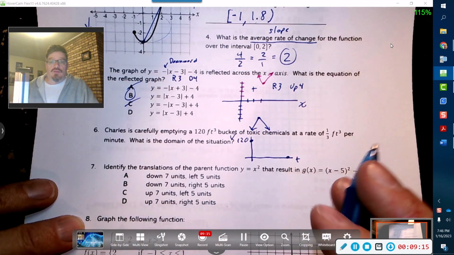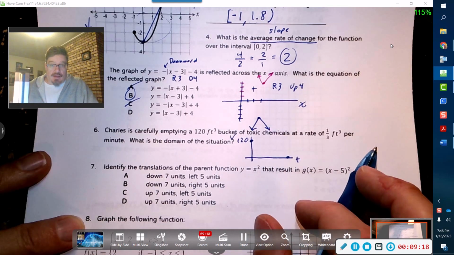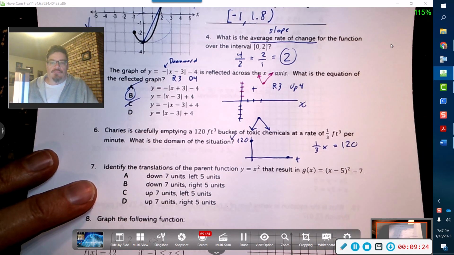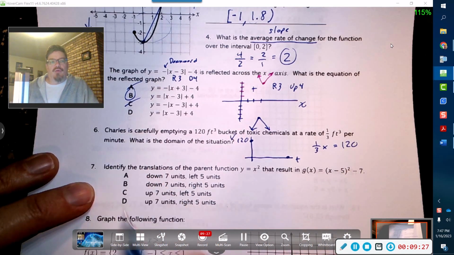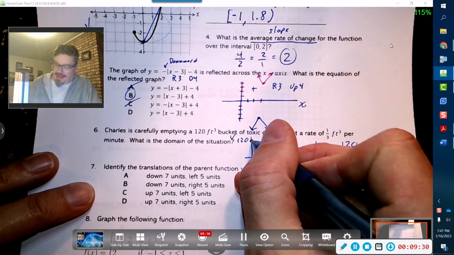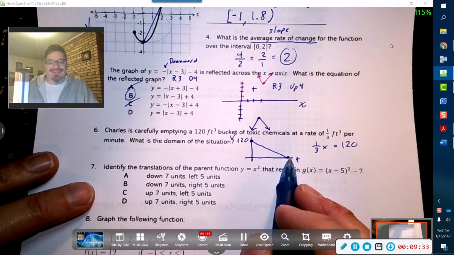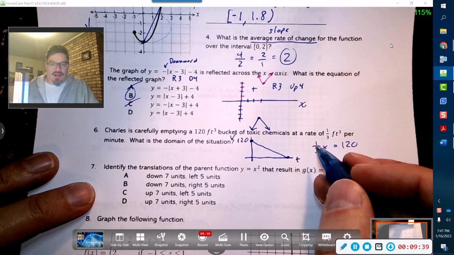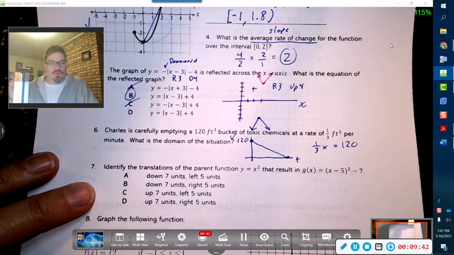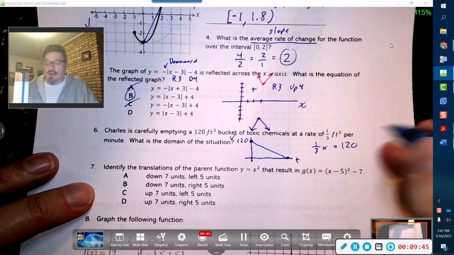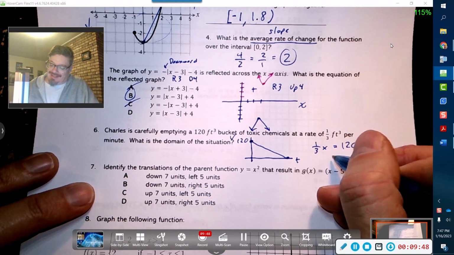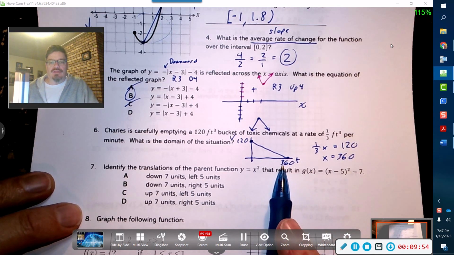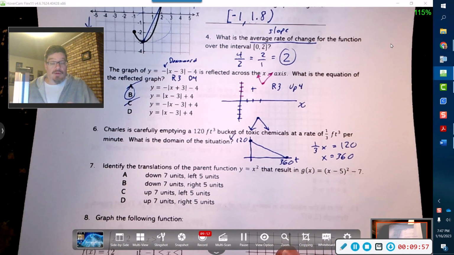Okay, so if you think about it, then you have to think, well, 1/3 times what is going to give me that 120. Okay, and so this is kind of a practical way of looking at domain. Okay, my domain has to go here, but I need to know where does it actually run out. And you have to think about what value of time multiplied by that rate is going to give me the actual amount that I started from. So I multiply both sides by 3, and I get 360. Okay, so in 360 minutes, that means that I'm going to have an empty bucket, like that toxic chemical will be finally spilled out.